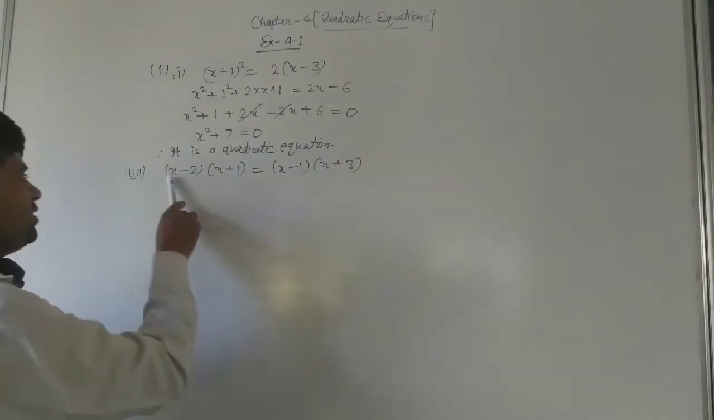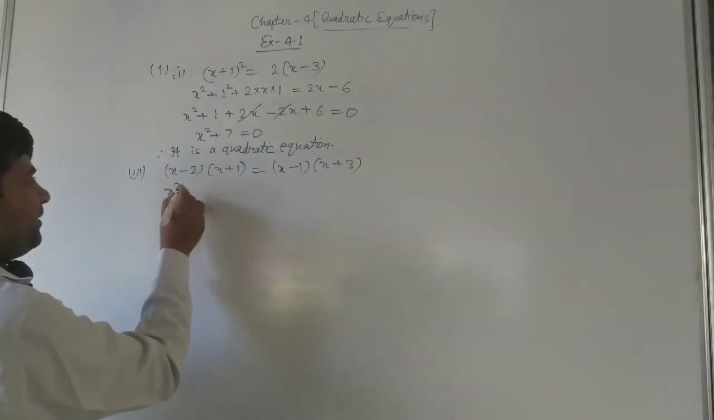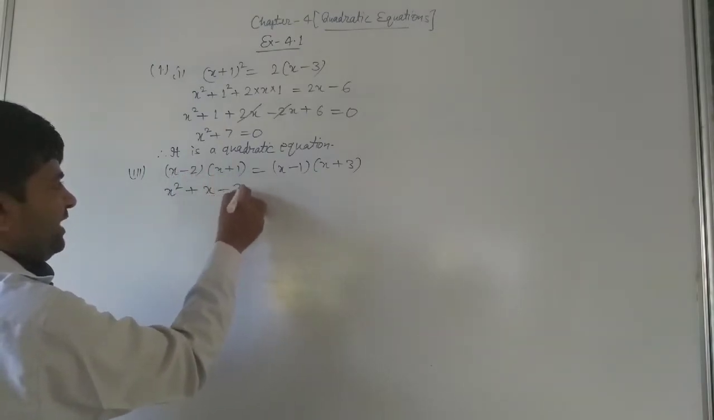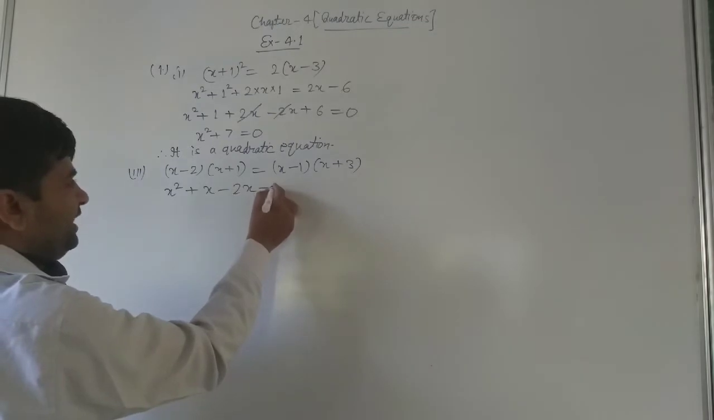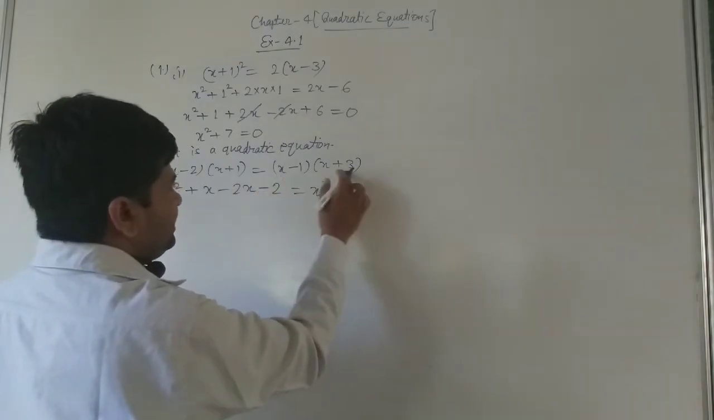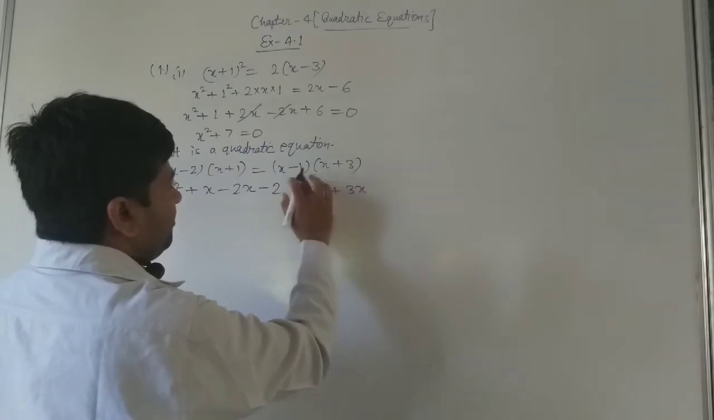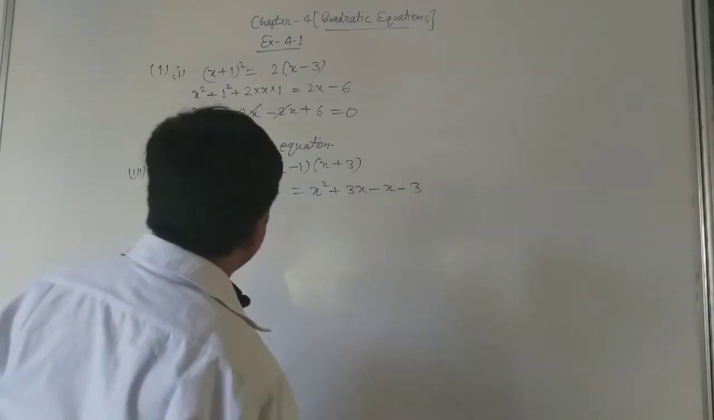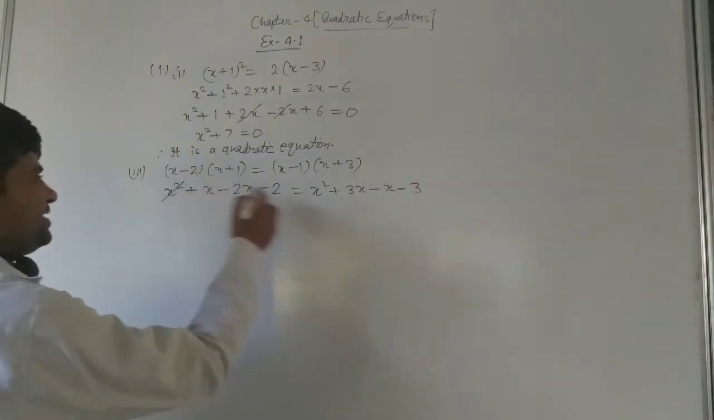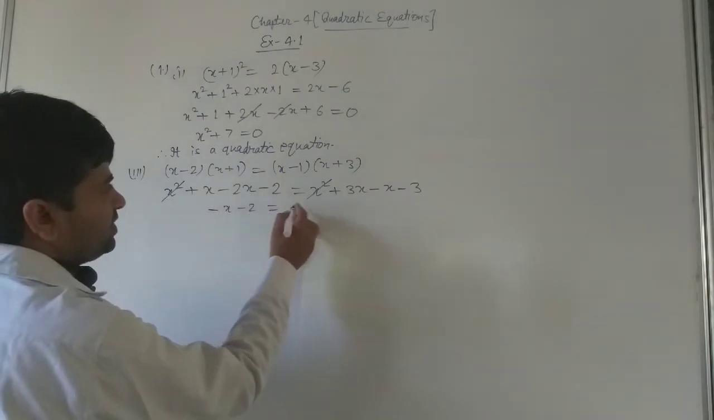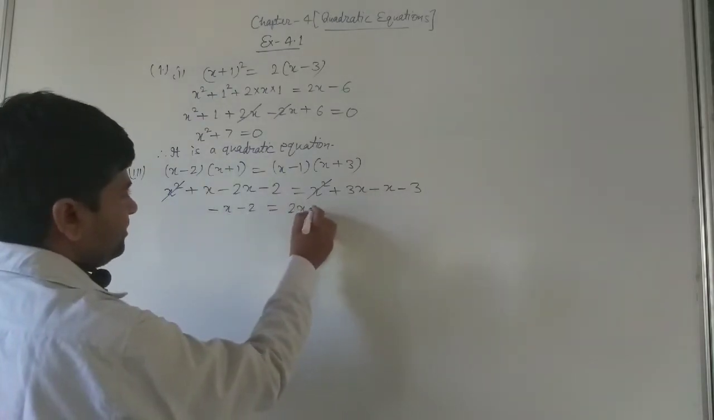Now multiply. x into x is x square, plus x into 1 is plus x, minus 2 into x is minus 2x, minus 2 into 1 is minus 2, equals x into x is x square, x into 3 is plus 3x, minus 1 into x is minus x, minus 1 into 3 is minus 3. Now x square and x square cancel. Here on the left, minus x minus 2 equals 3x minus x, that is 2x, minus 3.